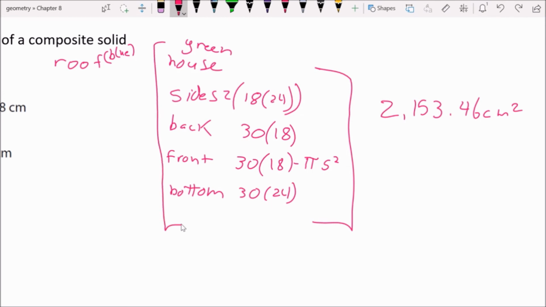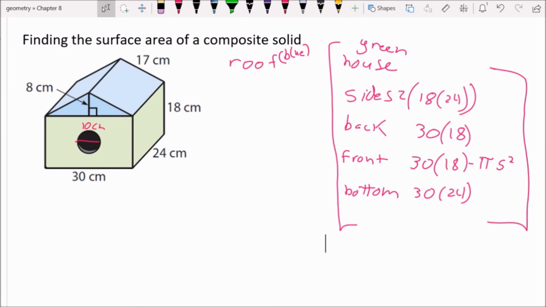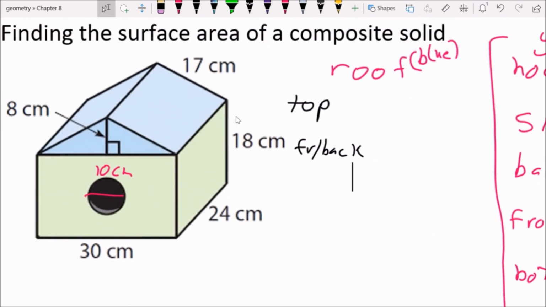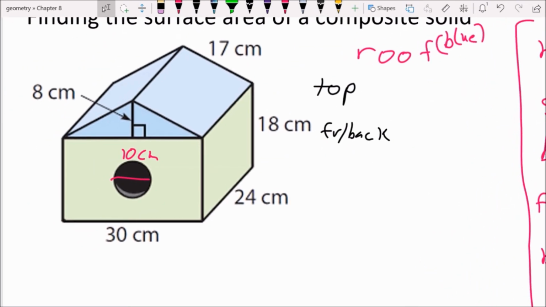Now let's go look at the roof. I actually chose the house first because it had that hole to subtract, which means in my opinion, it's a little bit harder. So with the roof part, let's identify the different parts. We have the top of the roof, and then we have the front and back parts of the roof. Now, one of the nice features of this one, the way they designed this birdhouse, is that the two halves of the roof are exactly the same. And so let's try to set up our equations for that.